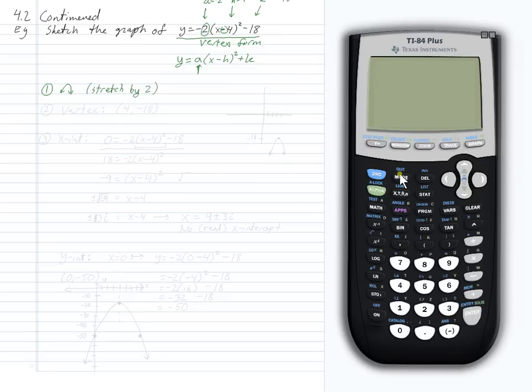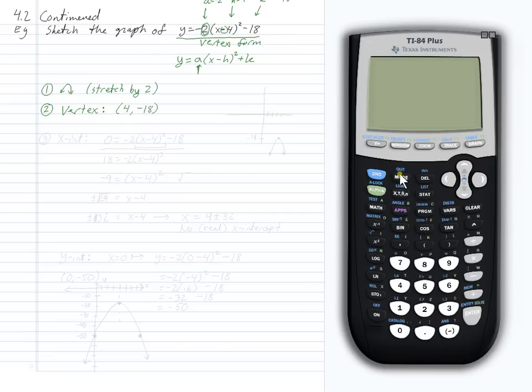Now this is nothing new. This is a vertical transformation just like out of chapter 3. So we're flipping vertically and we're stretching. Alright. Then to discuss the vertex, the nice thing about vertex form is the vertex is basically given to you. So our vertex is going to be at (4, -18).